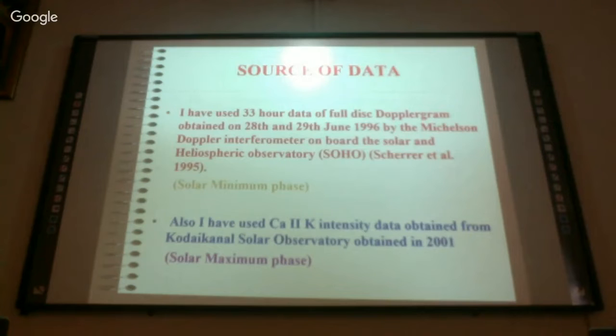I have used 33 hours of full disk Dopplergram data obtained on 28th and 29th June 1996 by the Michelson Doppler Imager on board the SOHO observatory. Of course, that's the solar minimum phase. And I have also used Calcium II K intensity data obtained from Kodaikanal Solar Observatory in India. That is the solar maximum phase, 2001, obviously the maximum phase. But I needed both the minimum and maximum phase data.